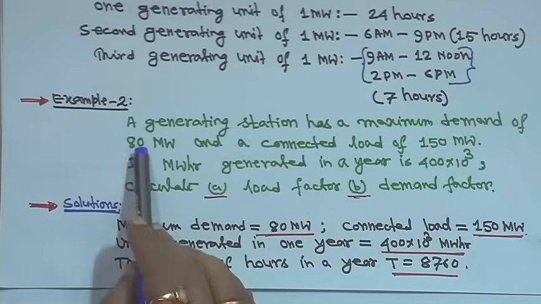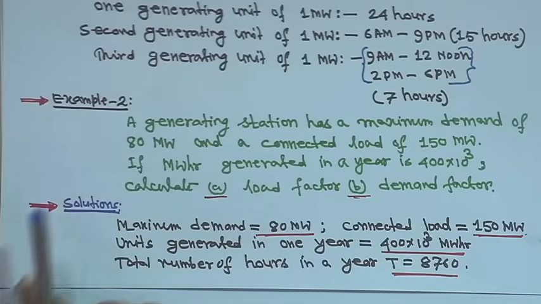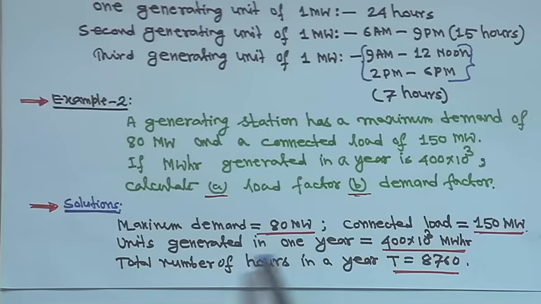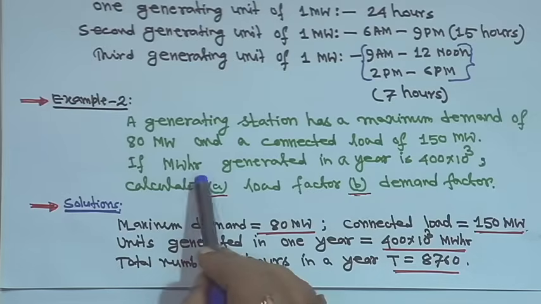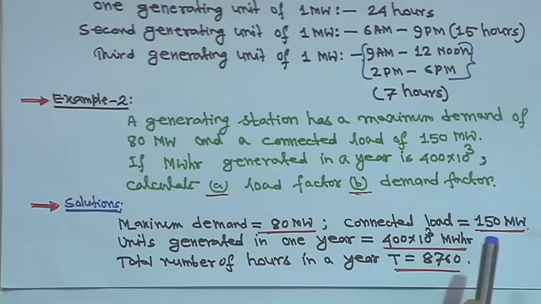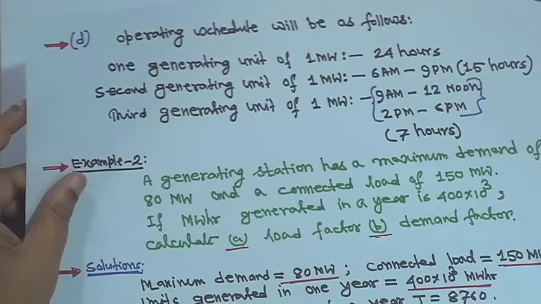So, maximum demand is given as 80 megawatt. Connected load is also given, 150 megawatt. Units generated in 1 year is given as 400 into 10 to the power 3 megawatt hours. And the total number of hours in a year is T equal to 8760. So, all data are known.